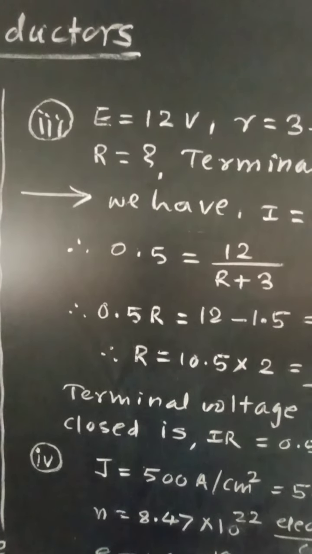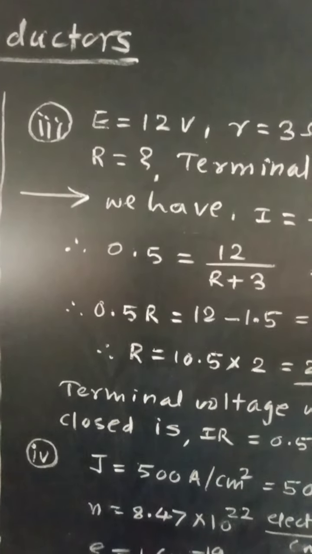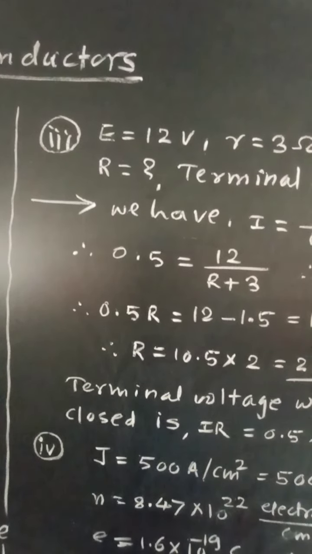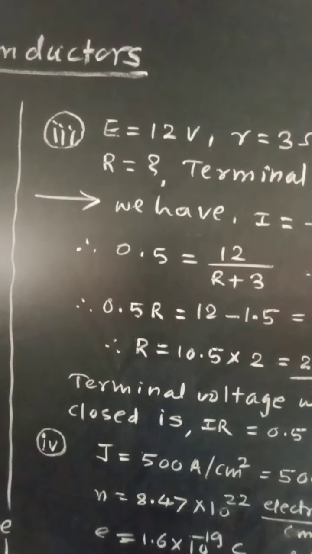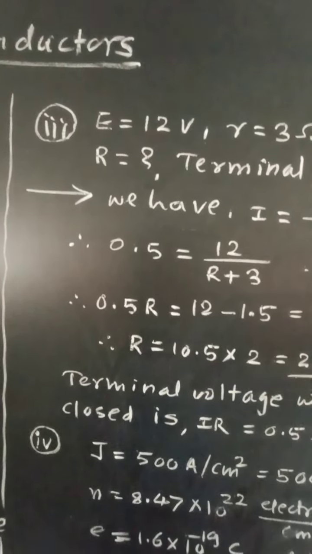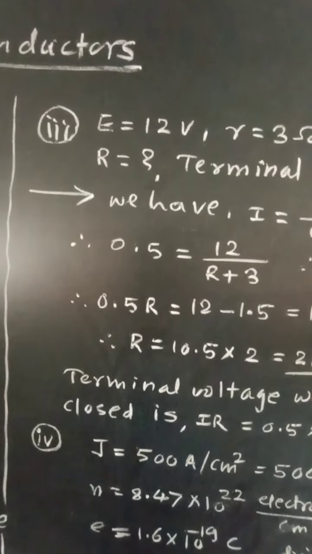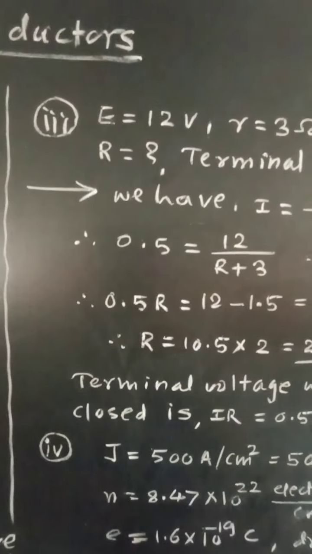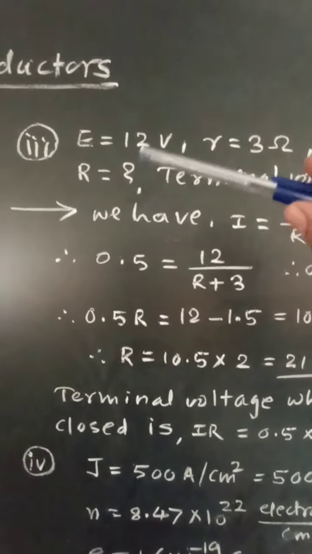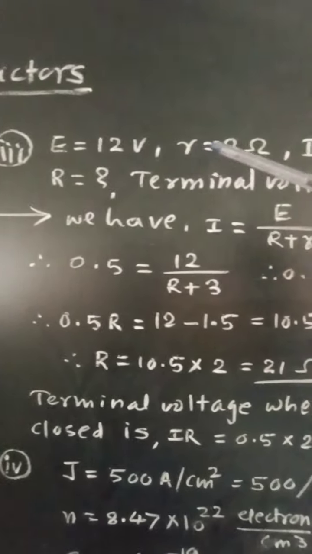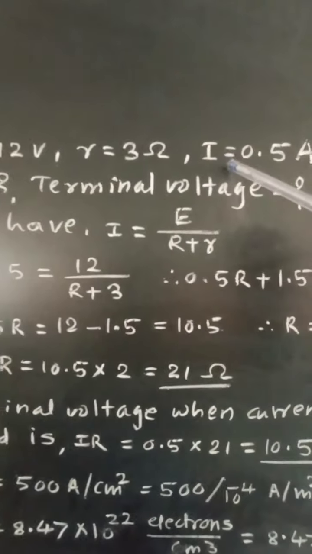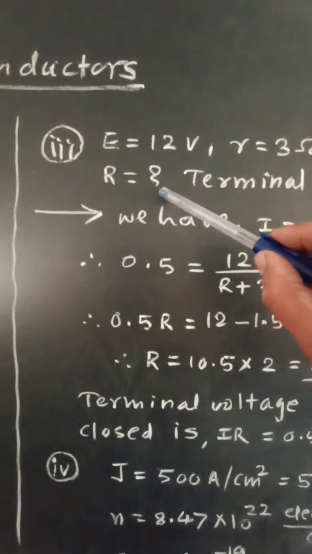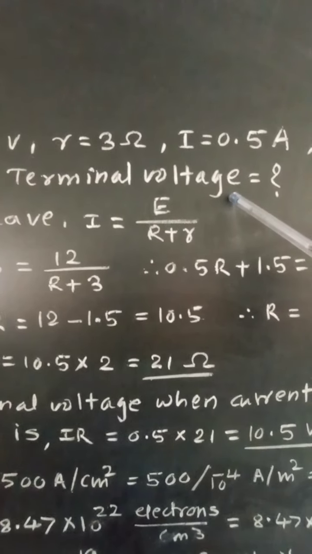a battery of EMF 12 volt and internal resistance 3 ohm is connected to a resistor. If the current in the circuit is 0.5 ampere, A. Calculate resistance of resistor. B. Calculate terminal voltage of the battery when the current is closed. And therefore for this numerical number 3, given data is E is equal to 12 volt, r is equal to 3 ohm, I is equal to 0.5 ampere, and then we have to find out resistance R as well as the terminal voltage.